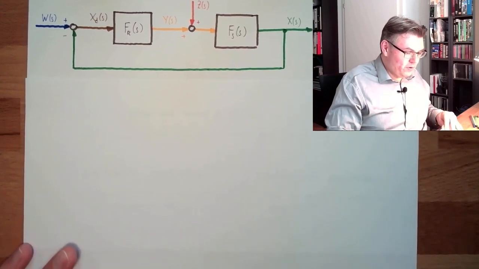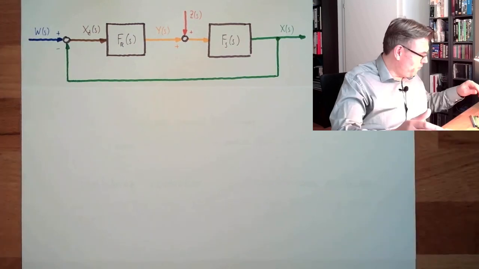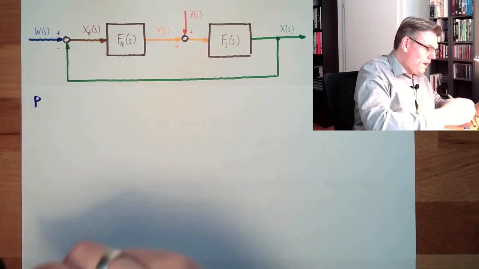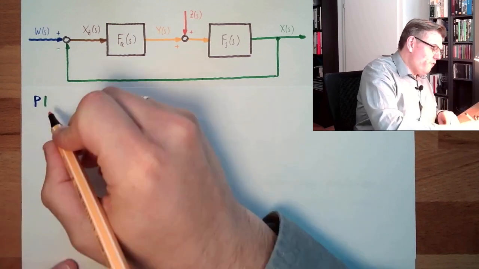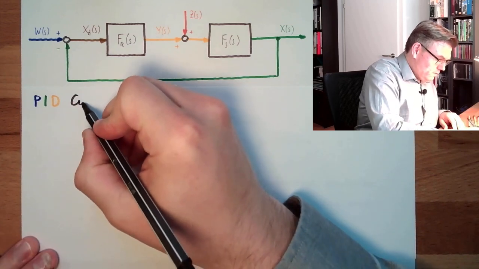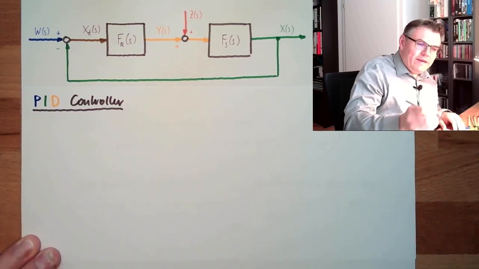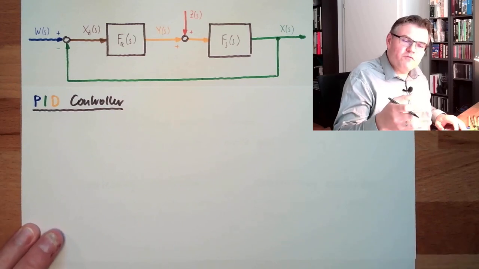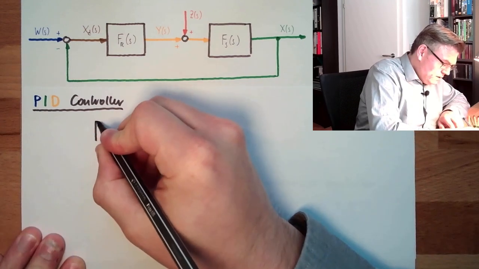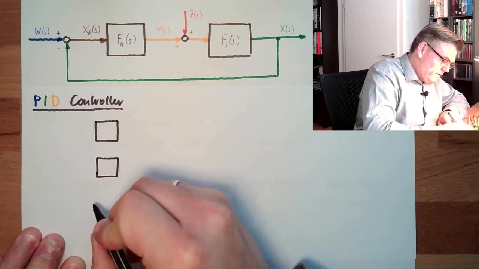And it's done pretty much according to the same principle as we've done before. So, make it colorful: P, proportional part, I, integrational part, and D, derivation part. So we are talking about a PID controller. And as the PI controller was a combination of P and I, and the PD controller was a combination of P and D, we also have here three parts. We have the P, we have the I, and we have the D.